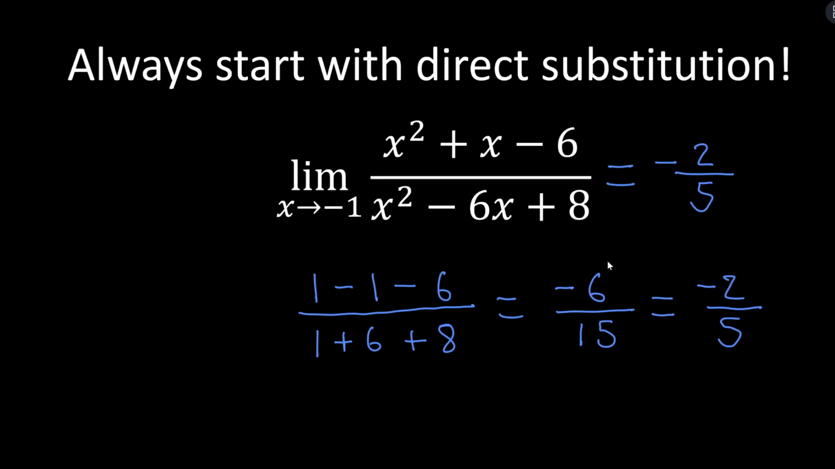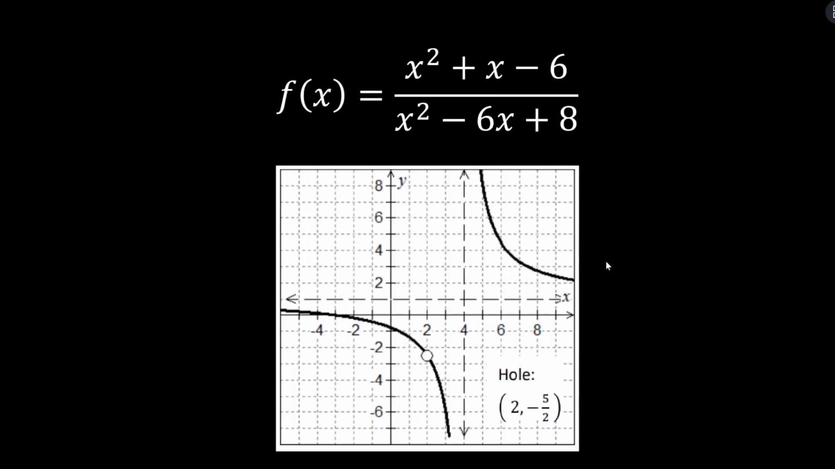The reason why this works is because rational functions are what we call continuous over their domain. What that means is, let's look at the example I just did. I plugged in -1. We can see where that is in the graph. When x is -1, y is -2/5. That's this point right here.